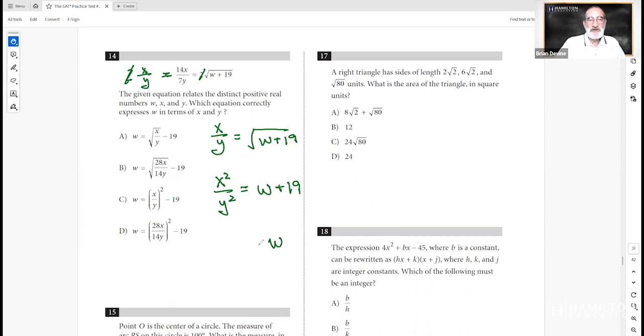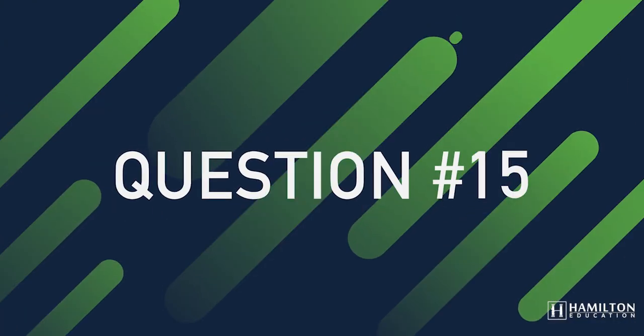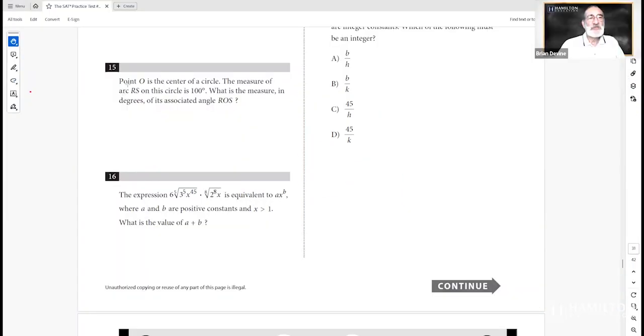So w would equal x squared over y squared minus 19. And that's C. Question 15. Point O is the center of a circle. So here's a circle, and here's point O.